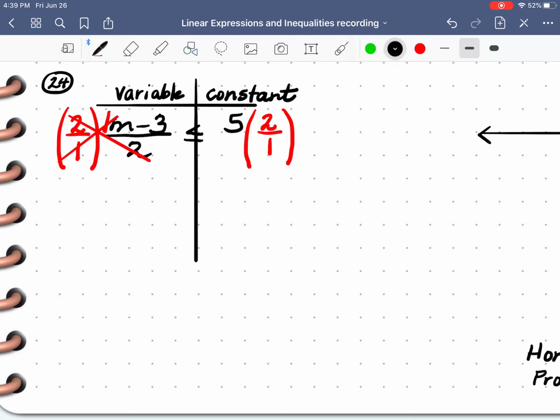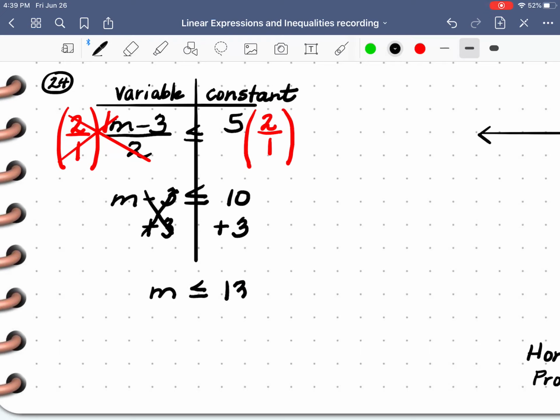So I am left with m minus 3. We multiplied by a positive, so we don't flip that arrow. And then 5 times 2 over 1 is 10. Then I'm going to add 3 and cancel. So m is less than or equal to a positive 13. And this is in standard form.